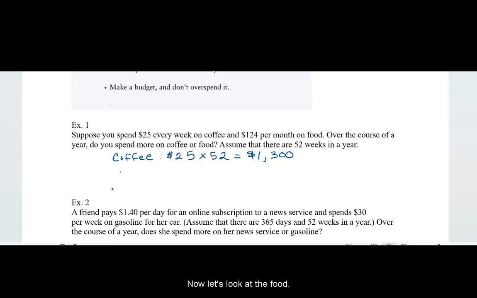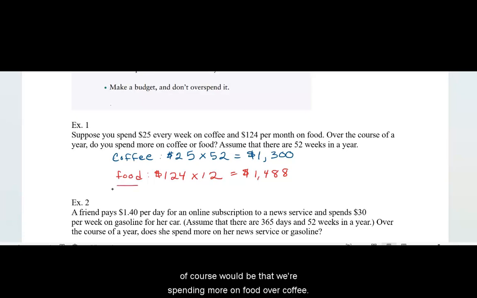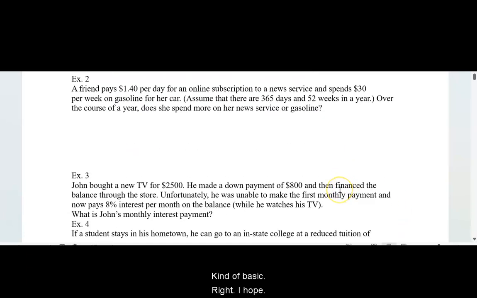Now let's look at the food. This says $124 on food per month. So that's going to be times 12. Enter that in, and we get 1,488. So if we're looking at this, the answer, of course, would be that we're spending more on food over coffee. And that's it for that one. Kind of basic, right? I hope.